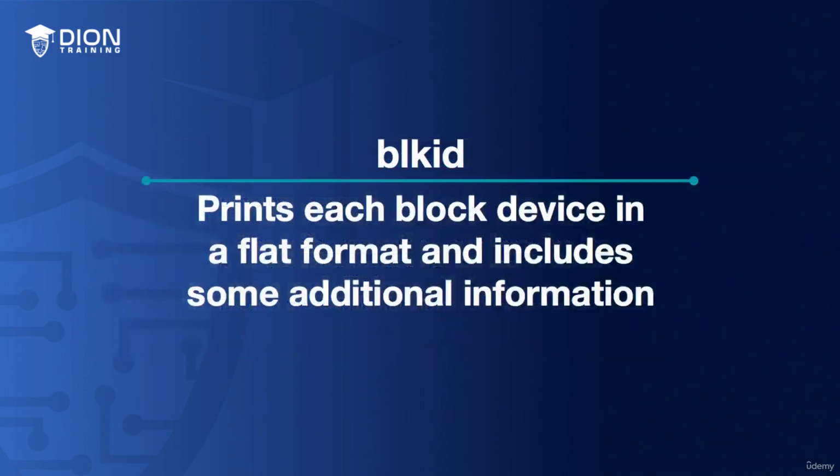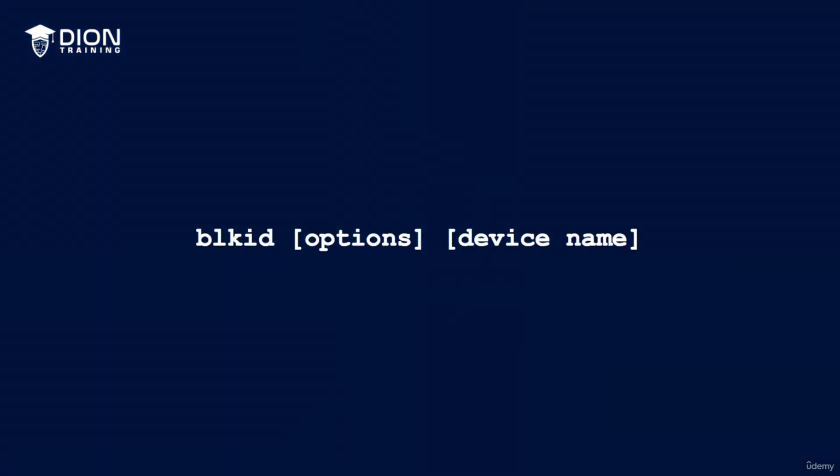Another command we can look at is the block ID, or blkid command. This offers similar functionality to lsblk, but it simply prints out each block device in a flat format and includes some additional information like the device and partition UUID and the file system type. However, normally I like to use lsblk -f if you want this type of information instead of using blkid. But if you want to use blkid, you can do that by entering in blkid, the options, and the device name.